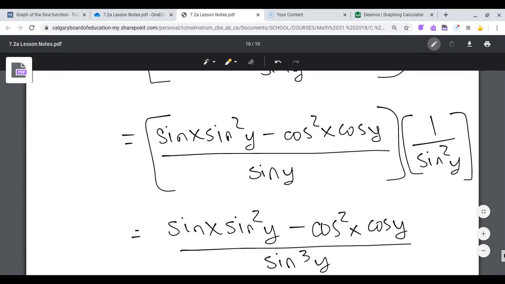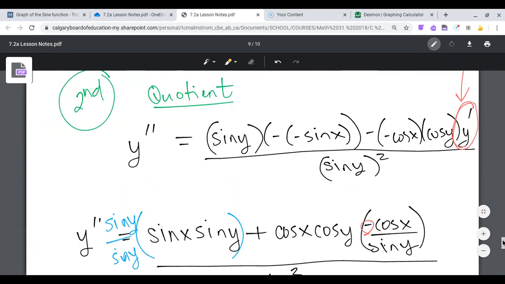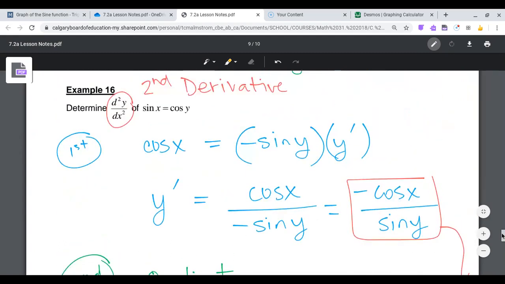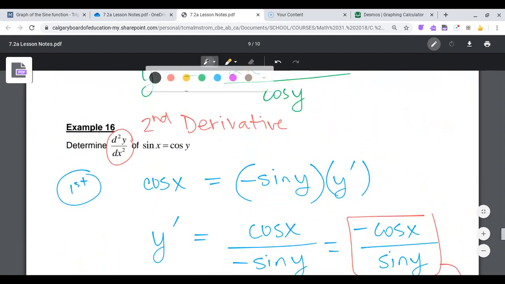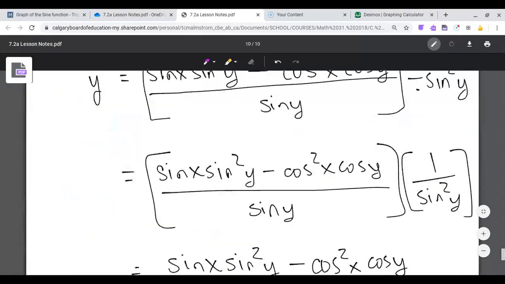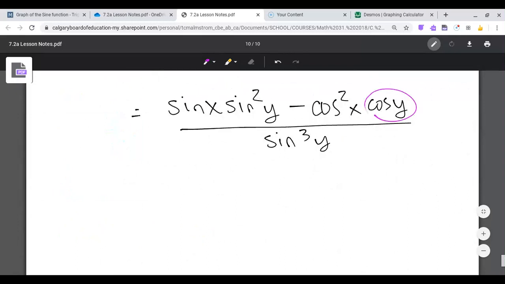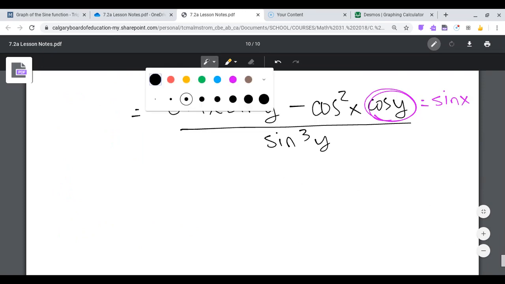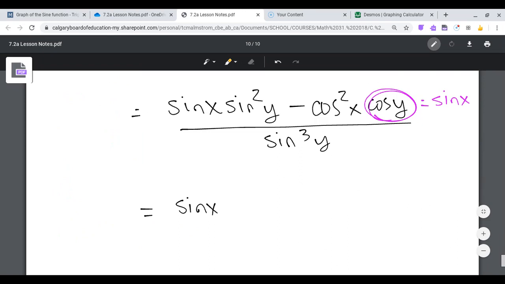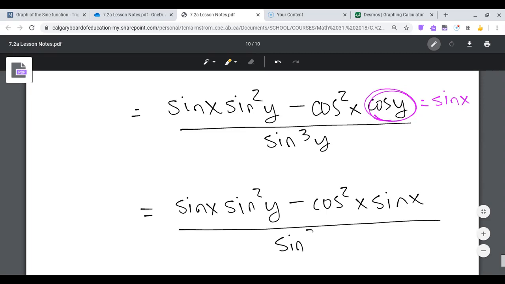Right back at the very beginning of the question. Now these second derivatives, you have to remember you're trying to always find a target back to the beginning. Okay, do you remember those sneaky pieces? Cos y was equal to sine x. All the way down here in these sneaky second derivatives, this cos y is equivalent to sine x. So we have sine x sine squared y minus cos squared x. Now I can replace that cos y with sine x, all on sine cubed y.